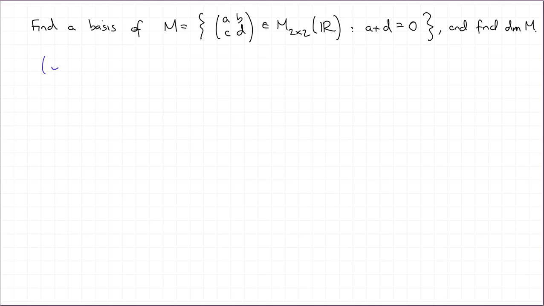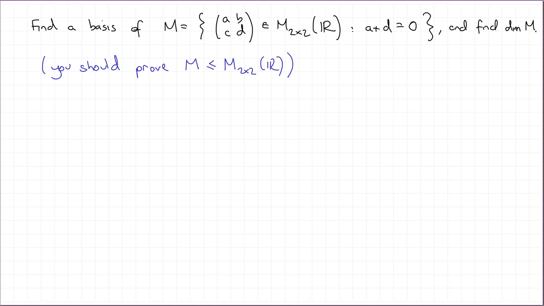So let me just say that you should prove, I'm not going to do it, but you should do this. You should prove that M is a subspace of M 2 by 2 of R, so that it's a vector space in its own right, and it makes sense to ask what its dimension is, and to find a basis. All right, so assuming that you've done that, let's start with solving this problem. How might we do it? Well, we have to look for a basis of this, and it's not really clear how we do that. So let's just think a little bit.